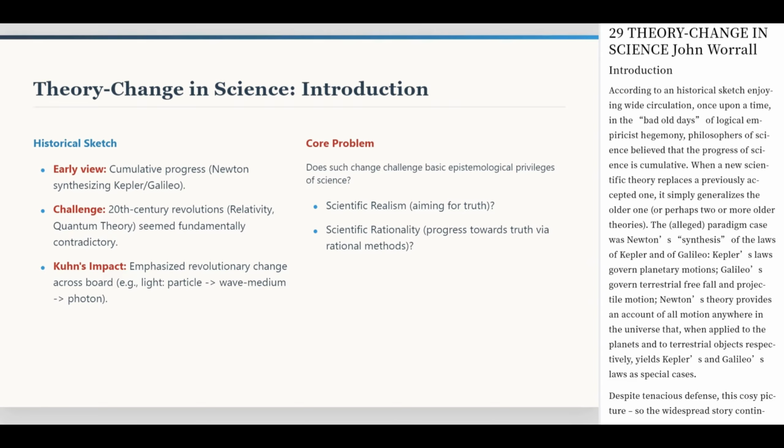Kuhn ran with this, arguing that revolutionary change was the norm, citing the changing views of light from particles to waves to photons. Now, this is a simplified history, but the real challenge since the 1960s has been grappling with this apparent radicality of theory change. Does this constant upheaval shake the very foundations of what makes science special? Specifically, does it undermine scientific realism, the idea that our best theories are approximately true? And does it challenge scientific rationality, the idea that science is a rational process leading towards truth?